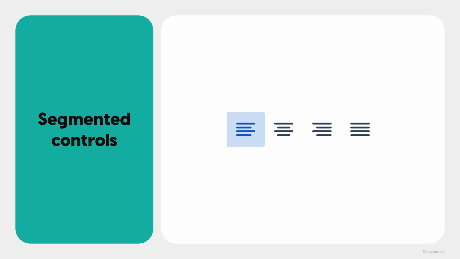Fifth are segmented controls, also known as button groups. They provide contextual control over a specific element and are basically a crossover between tertiary buttons, toggles, and tabs.